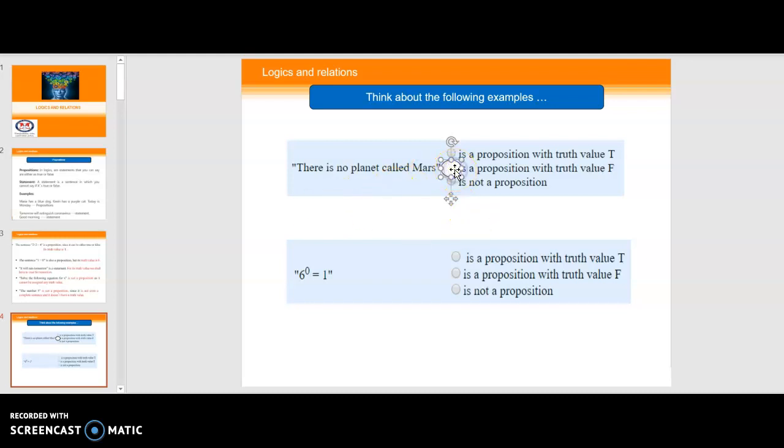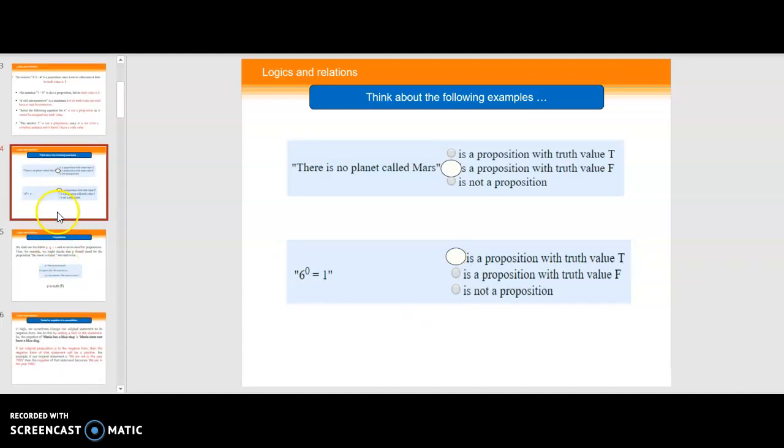In the next example we have 6 to the power of 0 makes 1. You probably haven't seen examples like this, but it's better that you know this right now. Any number raised to the power of 0 will be 1, always. If we had, for example, 4 to the power of 0, that would be 1. 7 to the power of 0 will be 1. So that is a true sentence. Let's go on to slide 5.